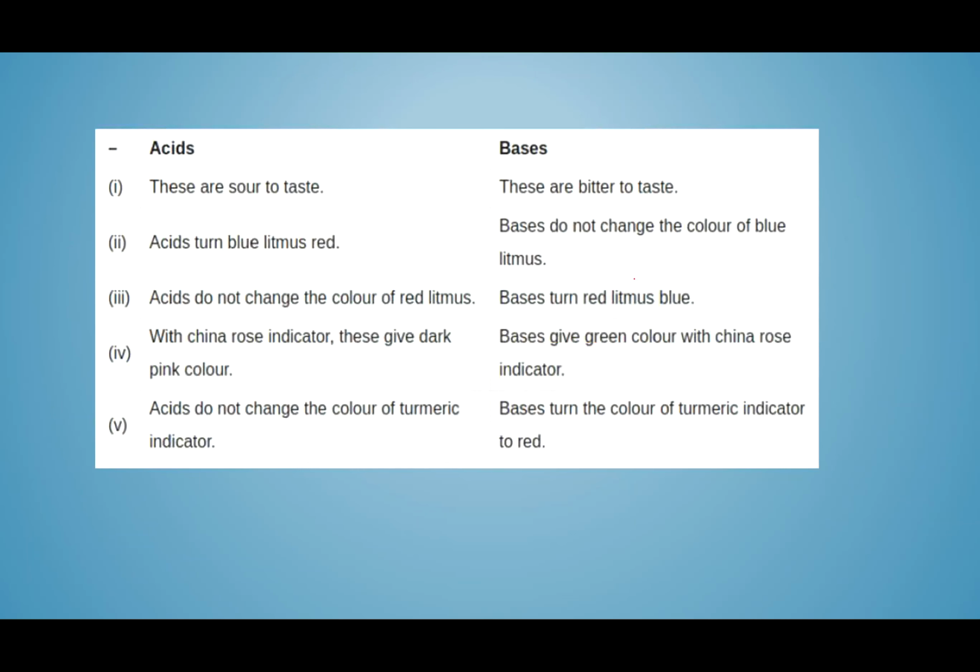Now, if I ask you to differentiate between acids and bases based on what we have done till now: acids are sour to taste, and bases are bitter to taste. Acids turn blue litmus to red, bases turn red litmus to blue, and with the indicators we have learned, we can put all those points as a difference. What happens with the natural indicators when we are using China rose, when we are using turmeric? We can specify all these points. Along with that, you can give different examples which we use in daily life for acids and bases, as I have shown in the picture.